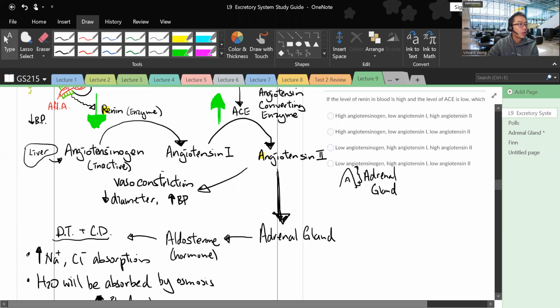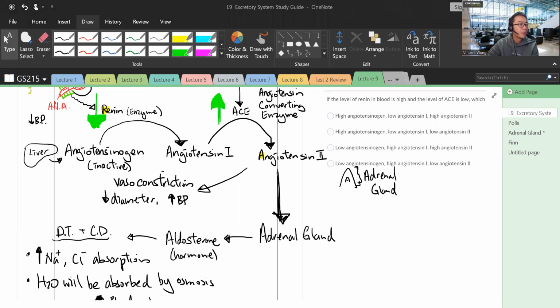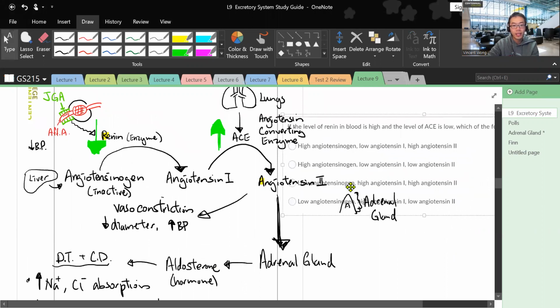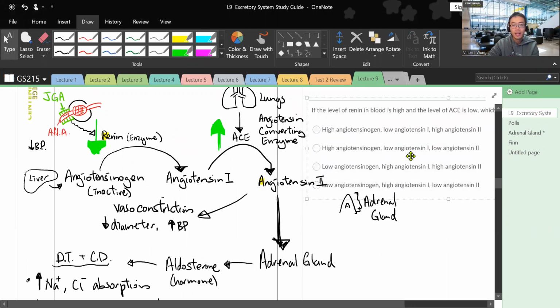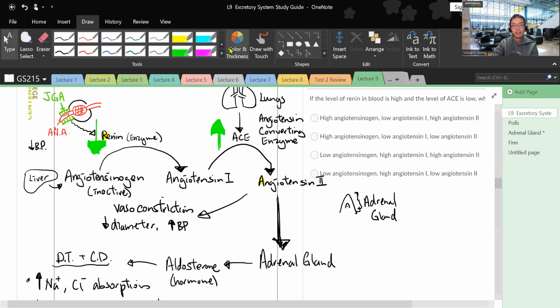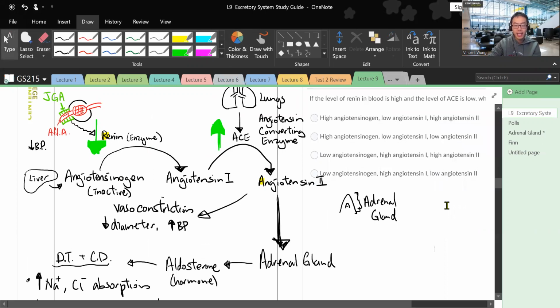All right, I'm gonna relaunch the poll. Oh, repeat? Yeah, okay, sure. But let's try this out first. See if we can get this right. Okay, so I'm changing the question. I'm saying, what if we have low renin and high ACE? Then what's going to be the answer here? If the answer is not here, then choose E.